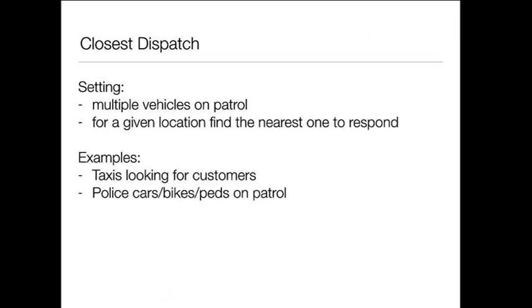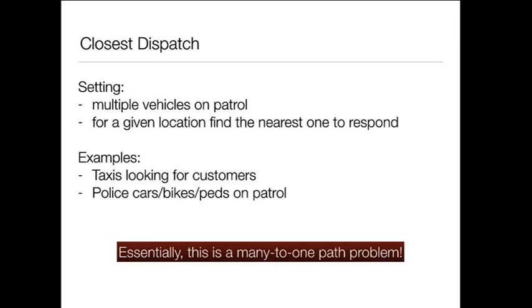And at one point, an incident comes in. Someone calls for a cab. Someone reports a robbery. And naturally, we want to alert the one vehicle or the one person on patrol that is the nearest one to respond. So essentially what we're looking at is what we call a many-to-one path problem. We have many guys on patrol, we have one incident, and what we would like to infer is what is the closest of the many to the one location.